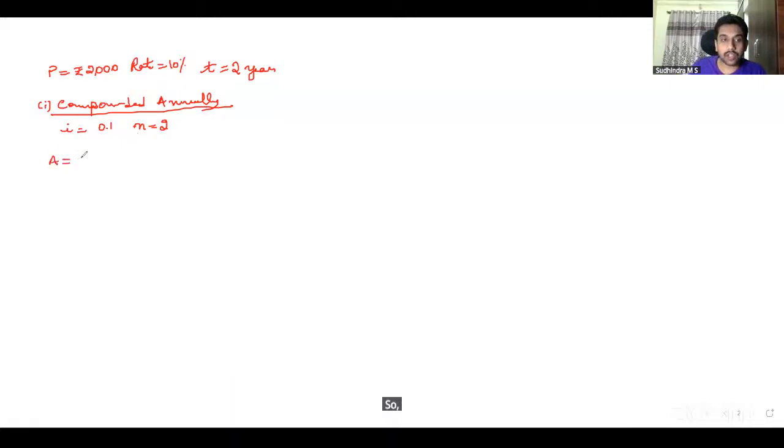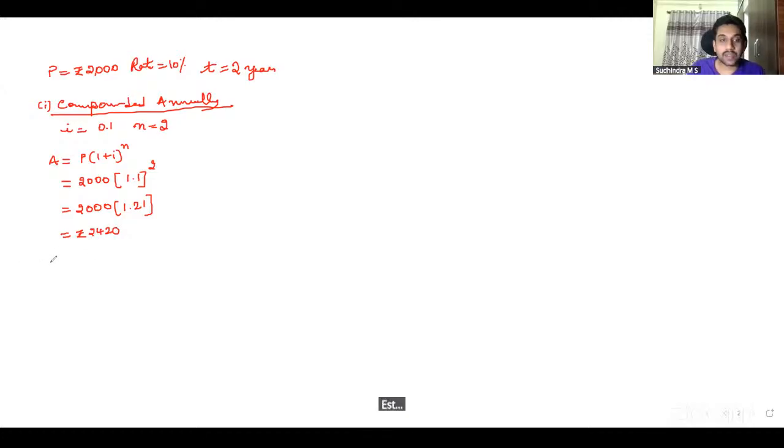So, amount is equal to P into 1 plus I to the power N. Here, P is 2000 into 1.1 to the power N is 2. 2000 into, what is 1.1 square? 1.21. This gives us 2420. Is this clear? Yes, sir.